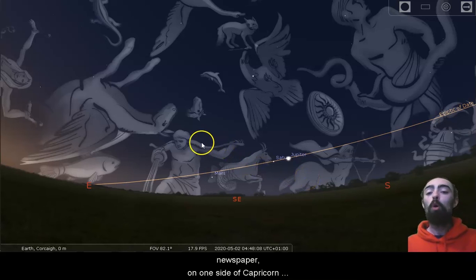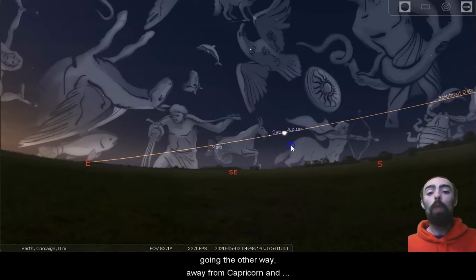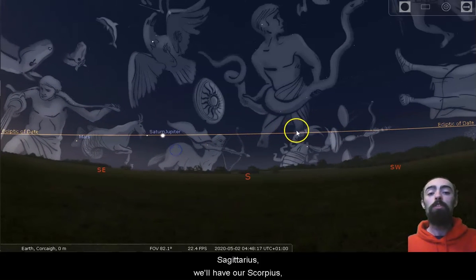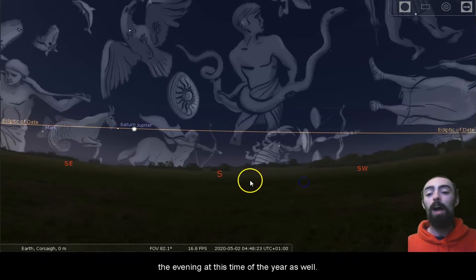On one side of Capricorn, we're going to have Aquarius and Pisces. Aries is just there right next to the sun. Going the other way, away from Capricorn and Sagittarius, we'll have our Scorpius, our Libra, and our Virgo. Of course, Virgo is visible in the evening at this time of the year as well.